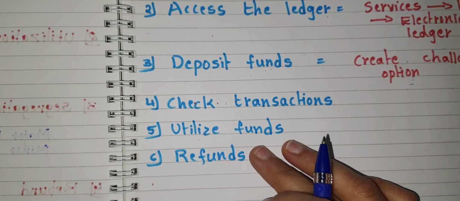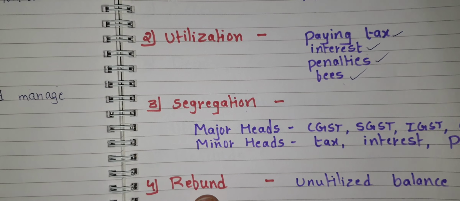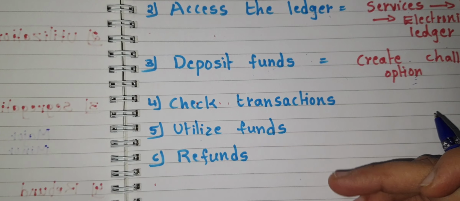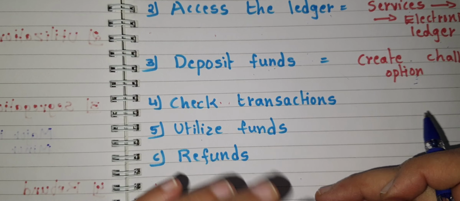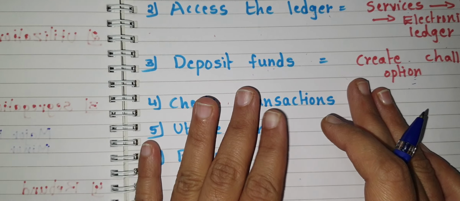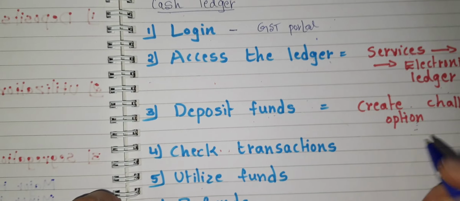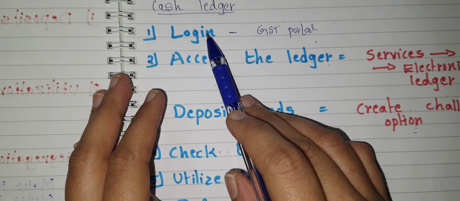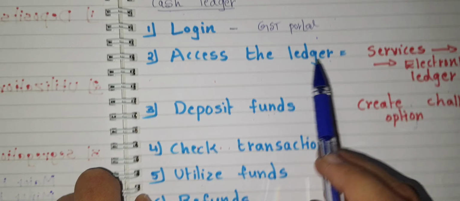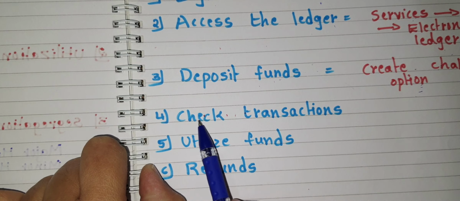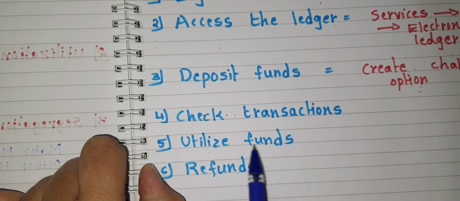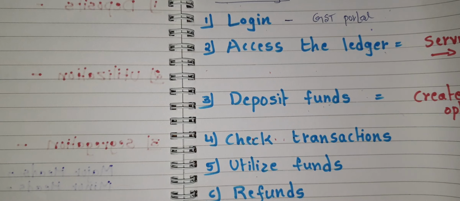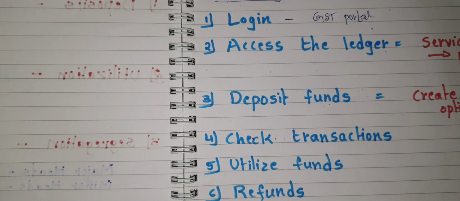This point I have already explained in the features. If there is any unutilized or excess balance, you can file for a refund but subject to GST rules. In this way, we have to access and use your electronic cash ledger. First login, second access the ledger, third deposit funds, fourth check transactions, fifth utilize the funds, and sixth refund. Now I will explain this electronic cash ledger through one example.